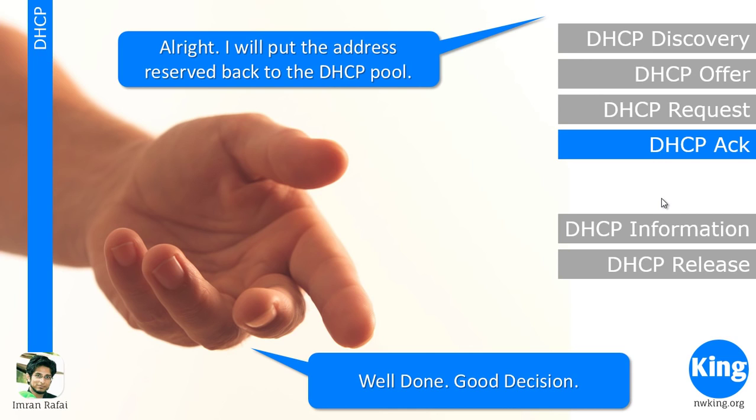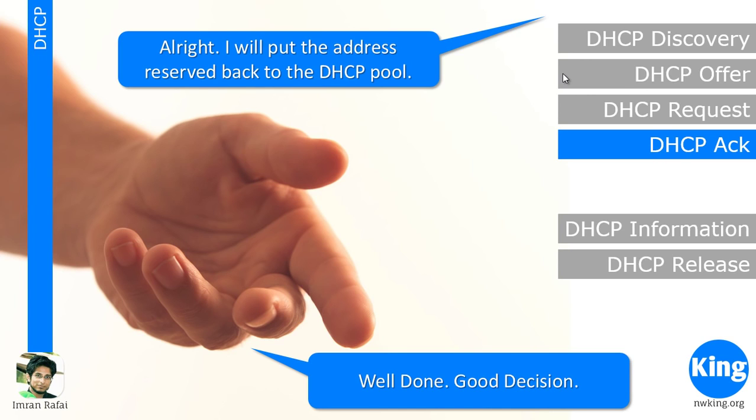Now DHCP also has 2 more messages, that is the DHCP information message. The DHCP information message is issued by the client if it needs more information than the information that is provided by the DHCP offer. That was the second step. So in the DHCP offer, if the server had not given enough information, or if the client needs more information than the information that was there in the offer packet, the DHCP information is what is sent to obtain those extra information. There's one more message, the DHCP release.